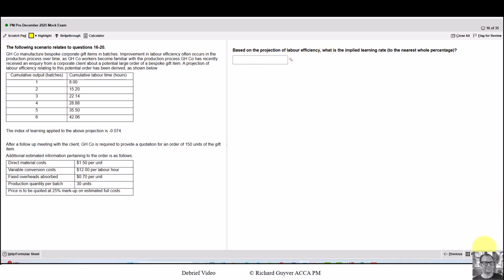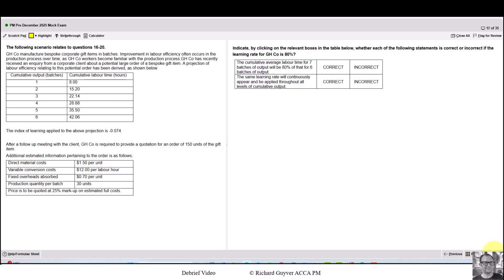Well, this is a calculation, so that definitely will rely on the information on the left. Non-calculations are generally a higher chance of being an outlier. This one: indicate by clicking on the relevant boxes below whether each of the following statements is correct or incorrect if the learning rate for GHCO is 80%. Now, although this is about GHCO, this is very likely an outlier because it's given us all the information here.